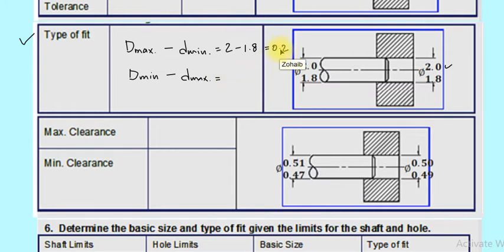Now this gives the impression that we have a clearance here, right? So it could be a clearance fit, but we don't know for sure. We have to calculate this second quantity as well. So if I go to the minimum hole diameter now, it will be 1.8 and the maximum shaft diameter is 2.0. Now the answer is negative 0.2.